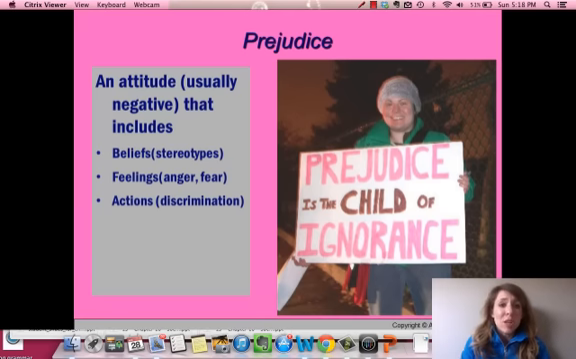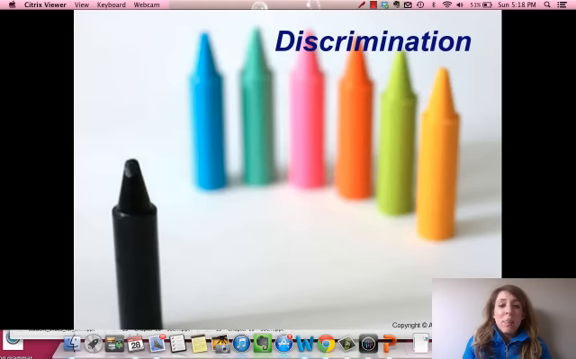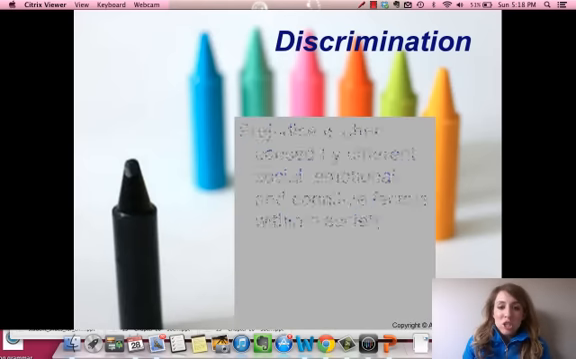Okay, prejudice and discrimination. Prejudice is a negative attitude, and of course, attitude has 3 parts. The thought, which is the belief, the stereotype. The feelings, which are usually anger or fear with prejudice. And then the actions, which is discrimination. It's very important that you know that discrimination is the action.